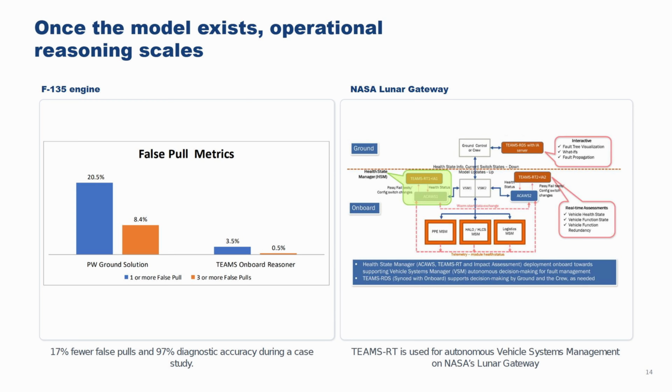In addition, Teams RT, as well as Teams in general, is used in a wide variety of NASA projects, but in particular on NASA's Lunar Gateway. The system modeled there is extremely extensive, but RT performs extremely well at millisecond scale speeds. That system includes tens, if not hundreds of thousands of components.